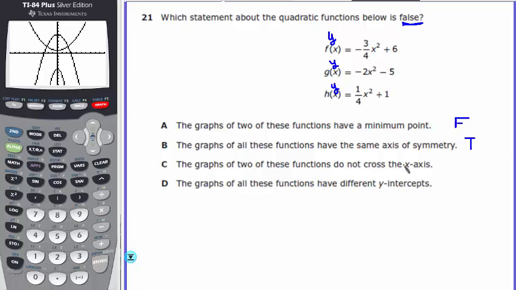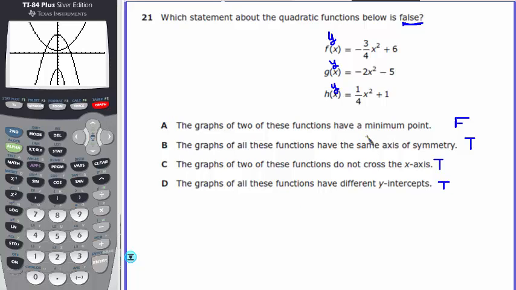Next one, the graphs of 2 of these functions do not cross the x-axis. Alright, if you notice right here, this graph does not touch the x-axis, nor this one. But this one right here does cross. So this multiple choice is also true. The last multiple choice says the graphs of these functions have different y-intercepts. That is also correct, because if you notice, here's the y-intercept for this one, here's this one, and the third one. They're all different. So that means letter D is also true.